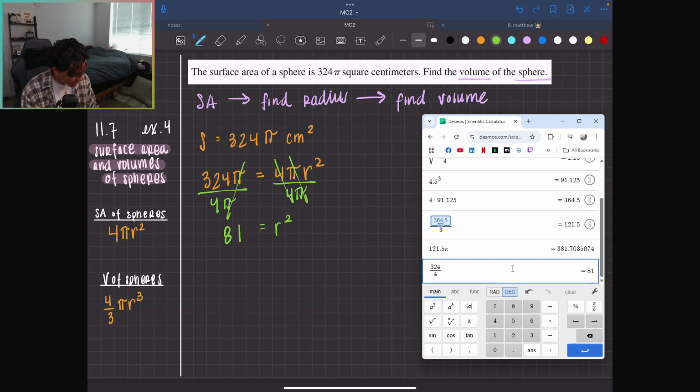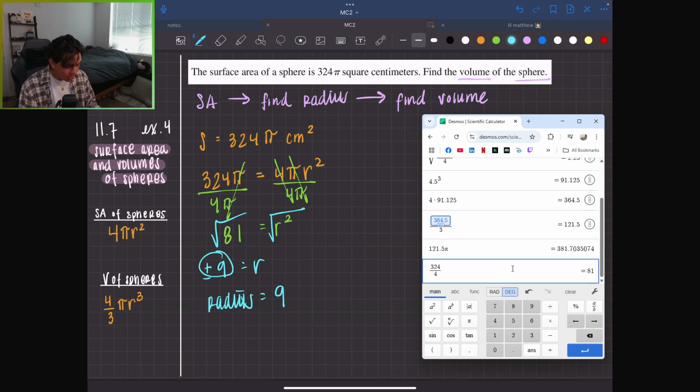And so afterwards, we still have r squared, but we just want r. We're going to square root both sides. We're going to have plus or minus 9 equal the radius, but since distance cannot be negative, we're just going to default to the positive 9 here, okay? So the radius equals 9. Okay, cool. So now that we have the radius as 9, we're going to use the formula to find the volume of a sphere.